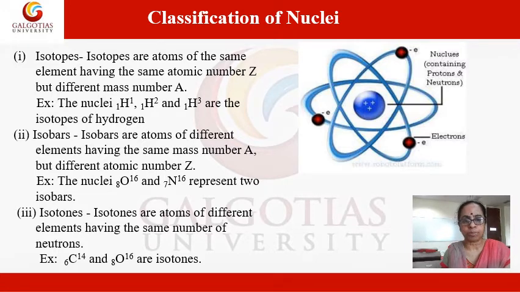So they are isobars. Isotones are atoms of different elements having the same number of neutrons. Like you see here, carbon 14,6 and oxygen 16,8. So for both cases, the number of neutrons is 8.